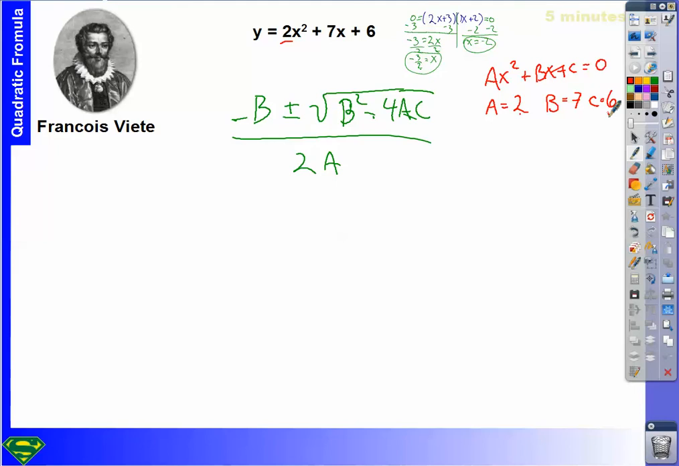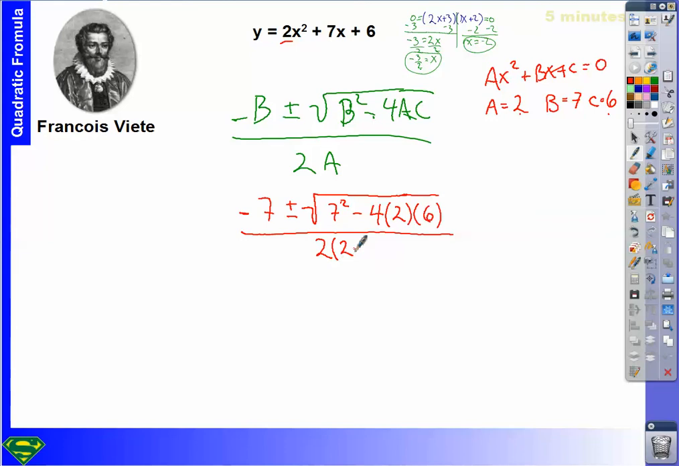All right, so we have negative, well, what's our b value? 7. So we have negative 7 plus or minus the square root. What's our b value again? 7. So 7 squared minus 4 times 2, because that's our a value. And what's, Margot, what's our c value? It's the 6. Make sure you're getting this down. And this is all over 2a. And what's our a value? 2.